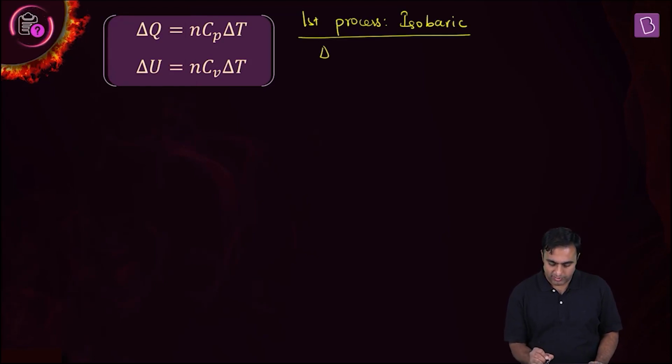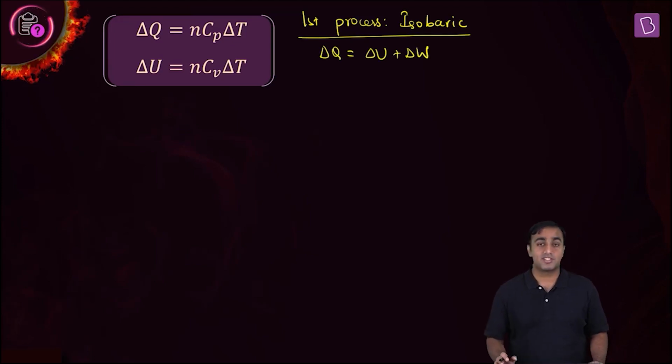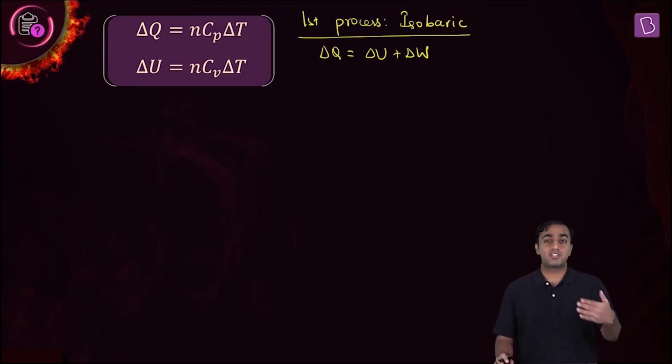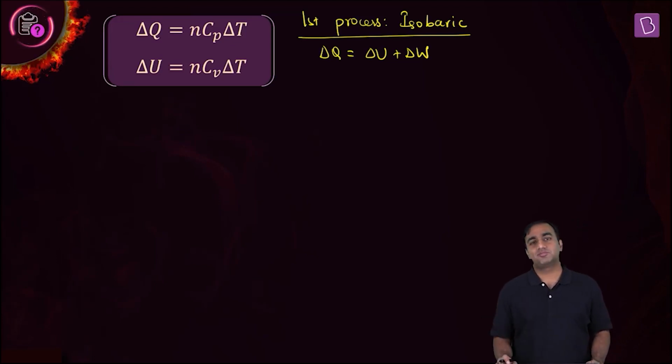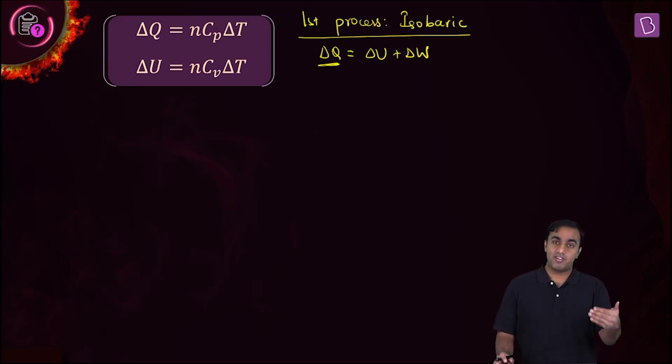You can write first law of thermodynamics like this. What is delta Q? The heat added to the system or taken away from the system. Delta U is change in the internal energy. And delta W is the work done by the system or on the system. What about the sign convention? Delta Q will be considered positive if it is the heat added to the system. If it is heat taken away from the system, delta Q will be considered to be negative.